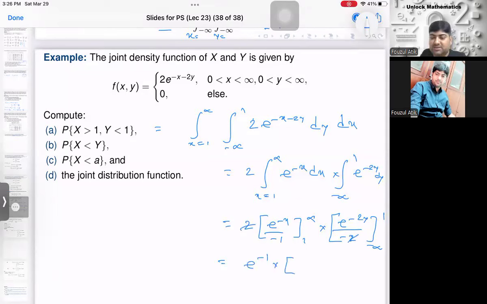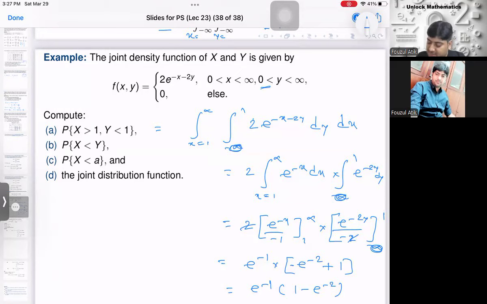1 minus of minus infinity. Okay, I was wrong about the y limits: it is not minus infinity to 1, it is 0 to 1. If you put this limit value, we get e power minus 2 with a minus sign, then plus e power 0, which is 1. So this is e power minus 1 into 1 minus e power minus 2. You will get the value like this.